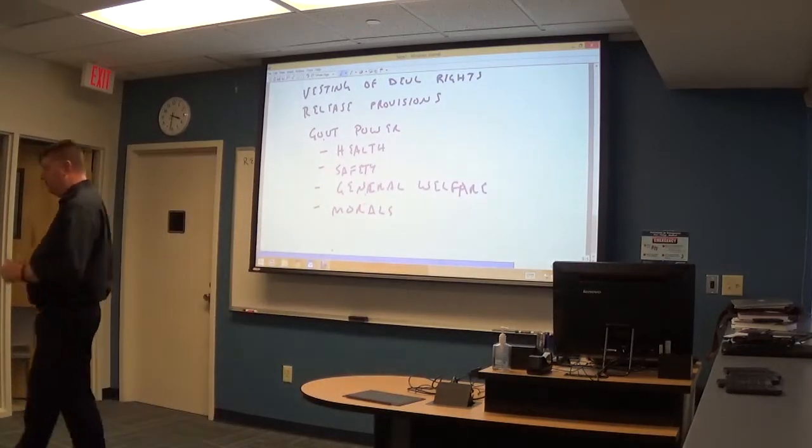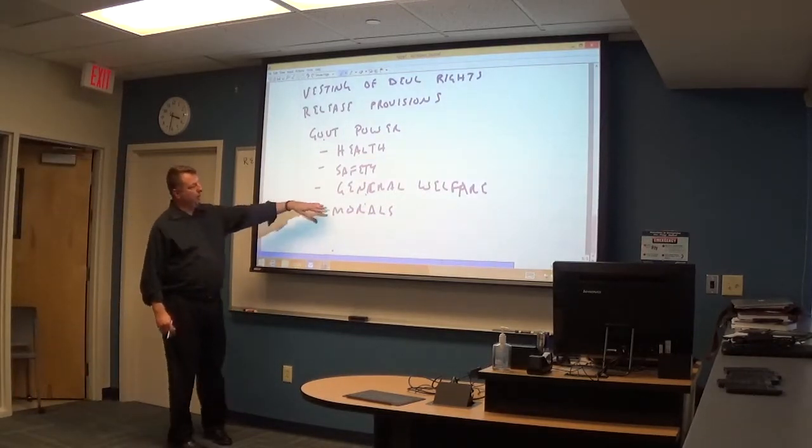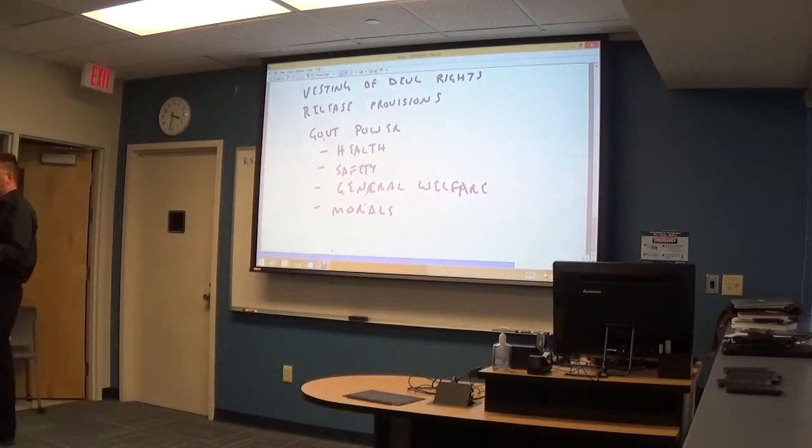For the most part, local governments, state government, federal government, when it comes to land use restrictions, their power has to somehow fall within one of those four broad categories. Now, the last one has, for the most part, been kind of whacked out over the years: how do you effectively legislate morality?